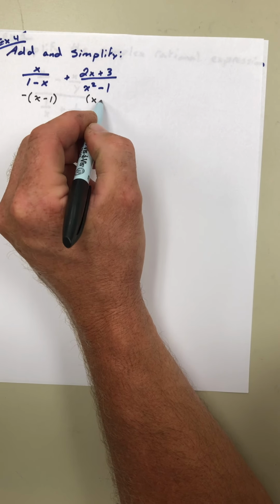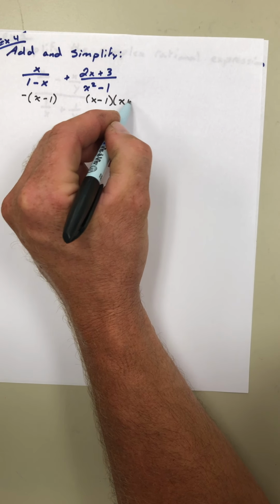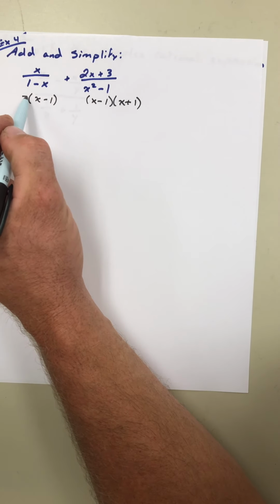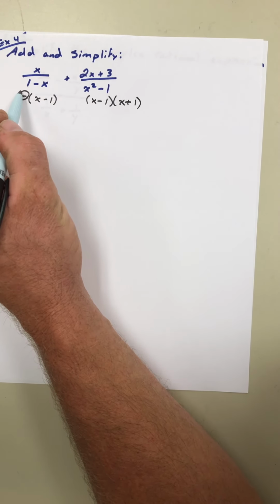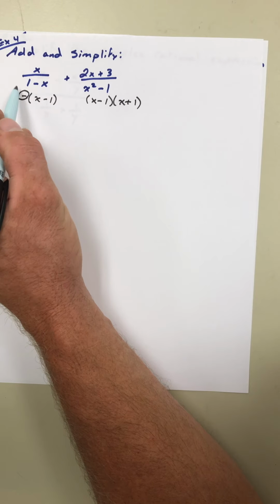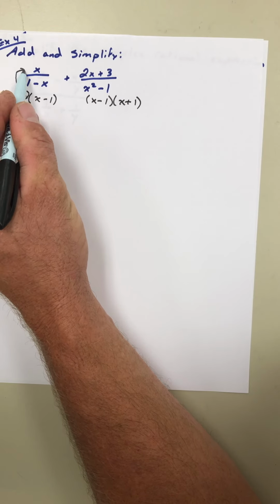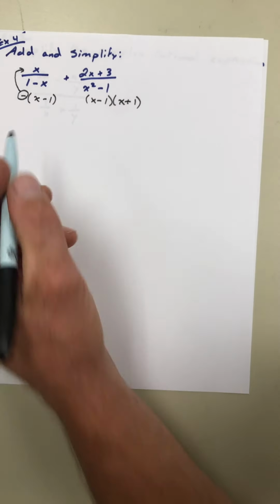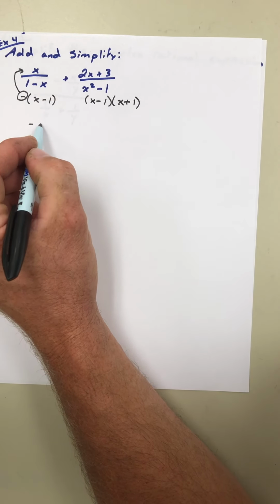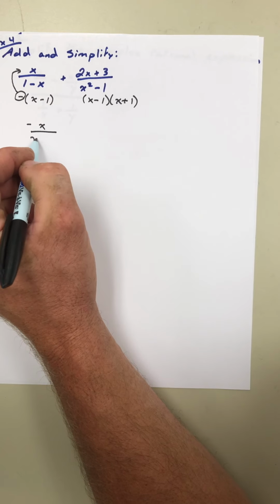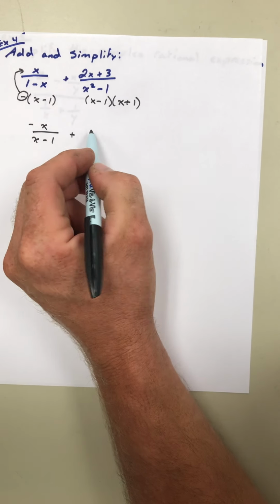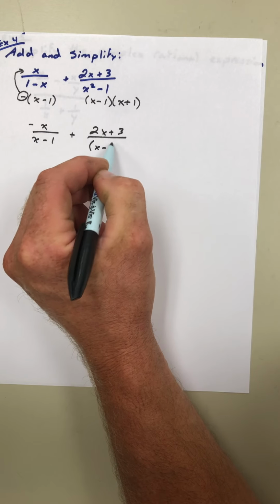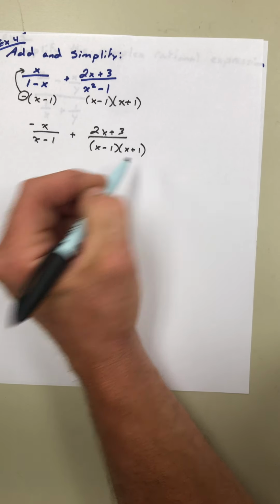Here, x squared minus 1, difference of squares. So we get x minus 1, x plus 1. This negative, remember, it can float. It can go to the outside or it can go to the top. And when I add and subtract, I want to go ahead and pull that up just to get rid of it. It makes my life a little easier. So I can write it as -x over x minus 1 plus 2x plus 3 divided by the quantities of x minus 1 and x plus 1.